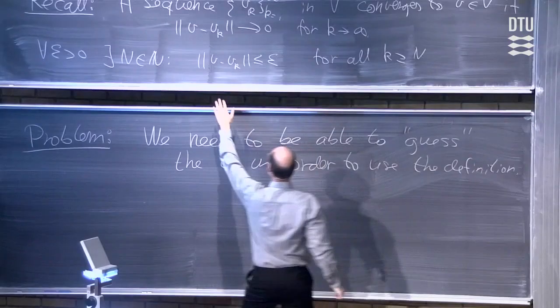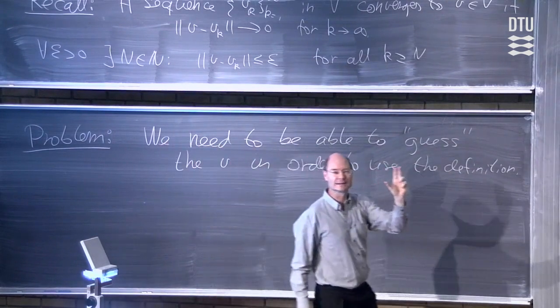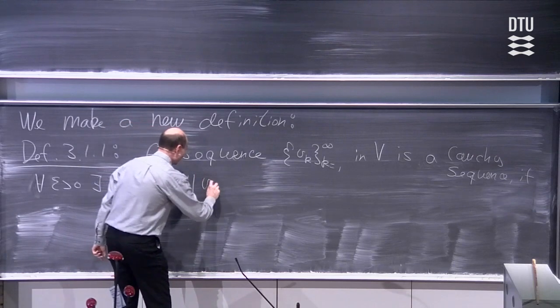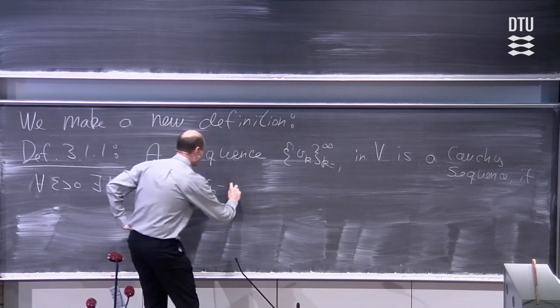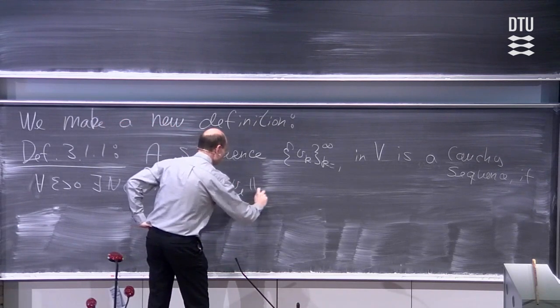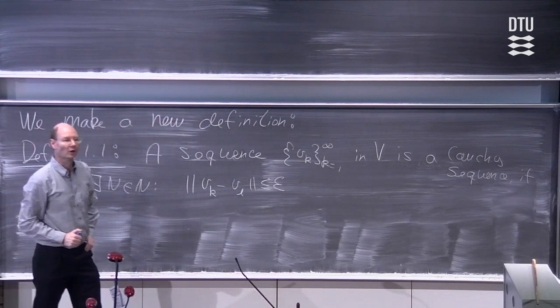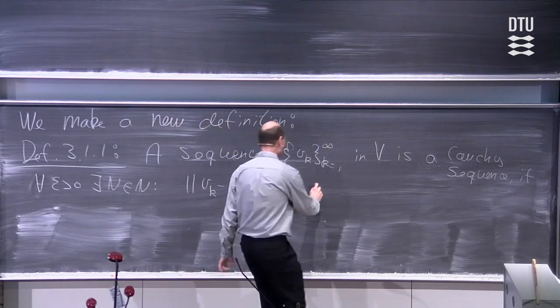and then instead of doing what we are doing here, where we compare the v and vk, we'll just compare two elements in the sequence. That means we will require that if you look at the norm of vk minus another element in the sequence, some elements vl, this should be smaller than or equal to epsilon for all k and l that are larger than n.